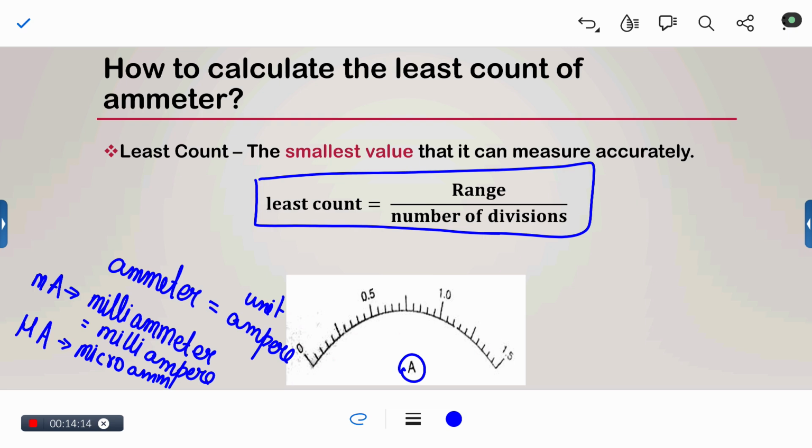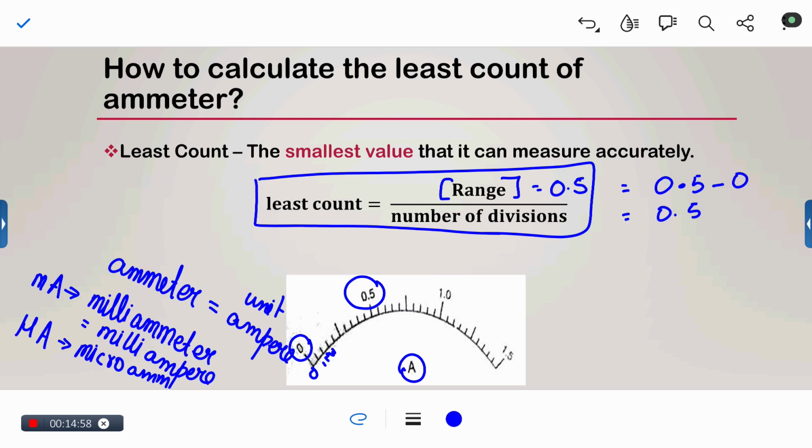Now we'll calculate the range of this given device alone. In order to find the range, first choose any two values. The two values I'm going to choose are 0 and 0.5. Out of the two values, which one is the maximum? 0.5 is the maximum. Subtract the minimum value from the maximum value: 0.5 minus 0 is 0.5. This is going to be the range of the given device. So what is the range of the given device? 0.5. Now count how many divisions are there. Divisions means the lines. So this is going to be 0. Start from here.